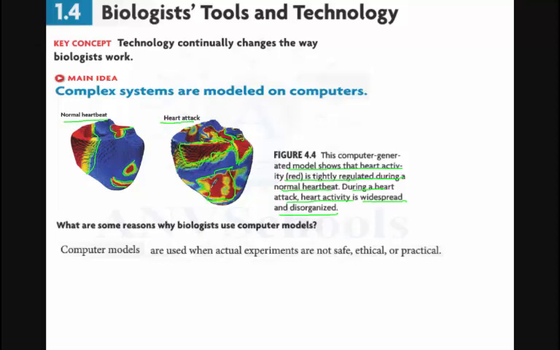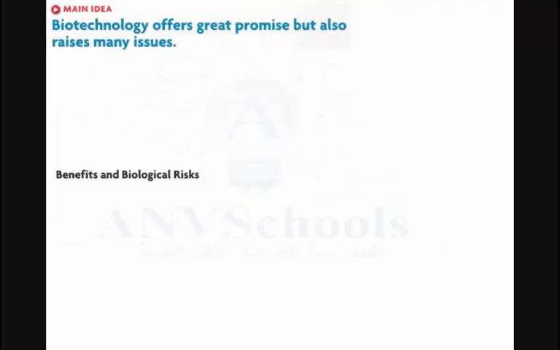So what are some of the reasons why biologists use computer models? As we said, computer models are used when actual experiments are not safe, ethical, or perhaps practical. Next thing that we are going to look at is the tools of molecular genetics give rise to new biological studies.